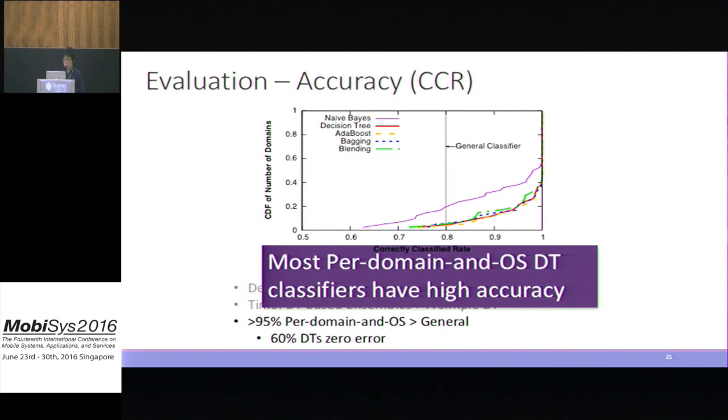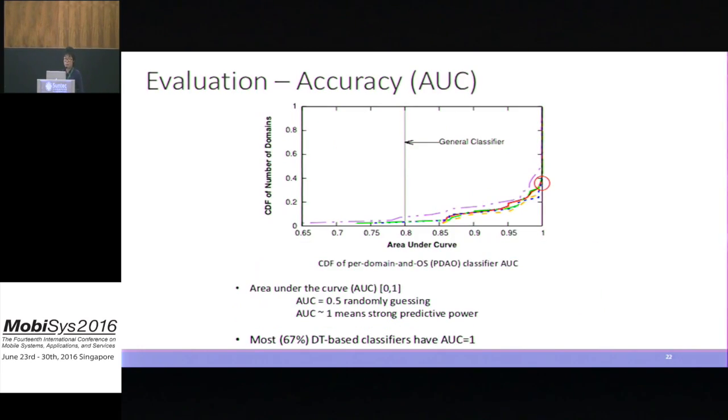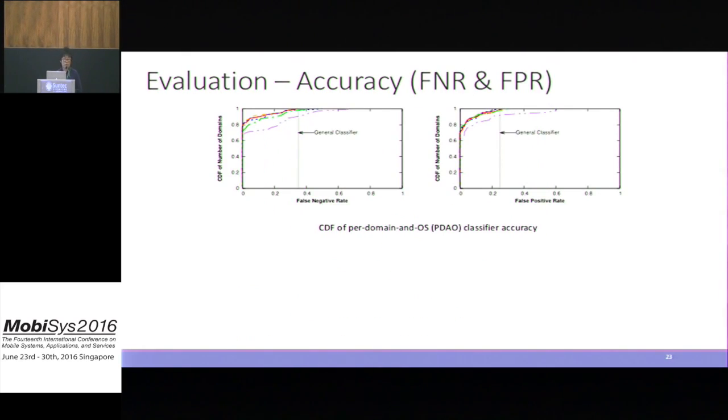So the key takeaway here is that decision tree classifiers can provide us high accuracy for most of our per domain and OS classifiers. And we see similar good results for the area under the curve value. As I mentioned before, this measures the predictive power of a classifier, where 1 means strong predictive power. And you can see from the graph that most of the values are near or at 1. Last, we have found low false positive rate and low false negative rate. In fact, most of the classifiers have 0 false positives and false negatives.